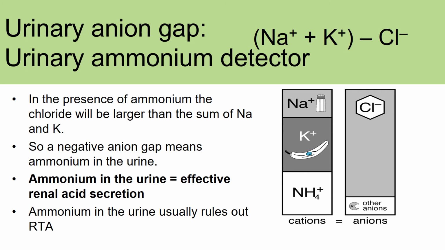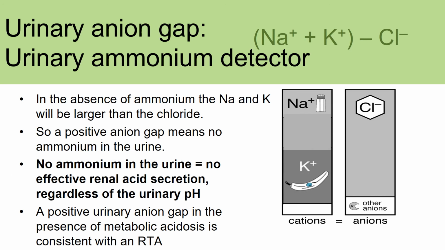So in the presence of ammonium, ammonium is going to link up with the chloride, and if there is a lot of ammonium in the urine, the sum of sodium and potassium minus the chloride is going to be negative. Okay, so ammonium in the urine usually will rule out a renal tubular acidosis type 1, right? So ammonium in the urine should rule out a type 1 RTA or a type 4 RTA.